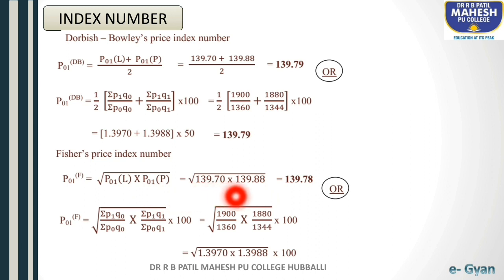After solving this, 1900 divided by 1360 is 1.3970, and 1880 divided by 1344 is 1.3988. After multiplying these and taking the root, the final answer of P0 of Fisher's is 139.78. This is a 10 marks question. This completes the example.